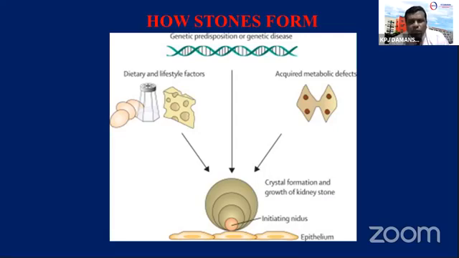Now, stones can have predisposing factors. There are some genetic diseases which can predispose to stones. For example, Dent disease, Bartter syndrome, cystinuria, renal tubular acidosis, but they are very, very uncommon. There are some acquired metabolic defects that can form stones, specifically in patients with what is known as hyperuricemia. They are gout patients. So they can also form stones. But the commonest cause is this, dietary and lifestyle factors.